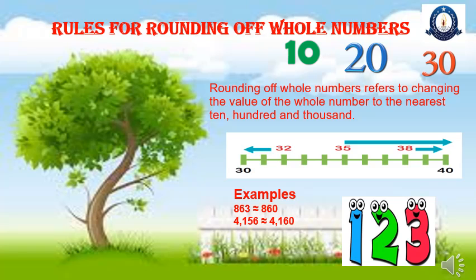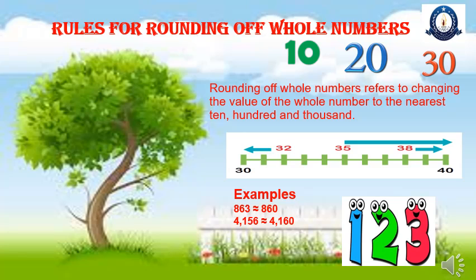Why are we adding 0 in place of 2? Because here we are rounding off to nearest 10. And in 10 how many zeros are coming? 1. In 100 how many zeros are coming? 2. In 1000 how many zeros are coming? 3. Now look at here, 35.